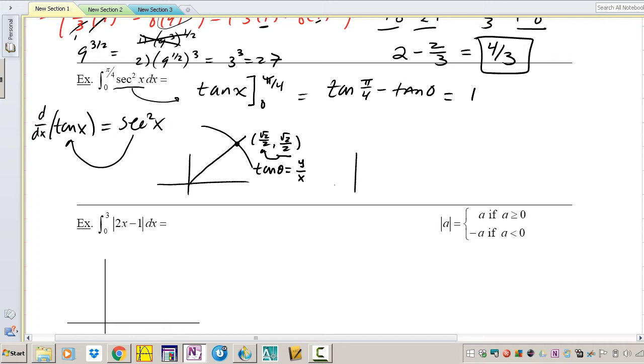And then we also have 0 degrees. So here's 0, the point 1 comma 0. And tangent is y over x, and 0 over 1 is 0, so the result is just 1. And that is the area under the secant squared x curve from 0 to pi over 4.